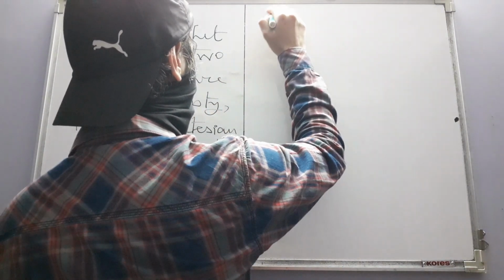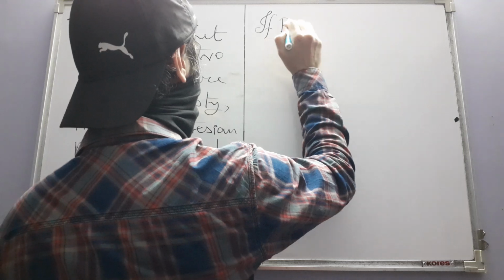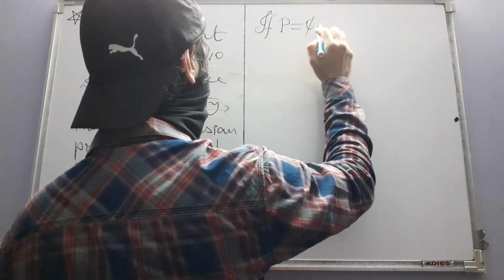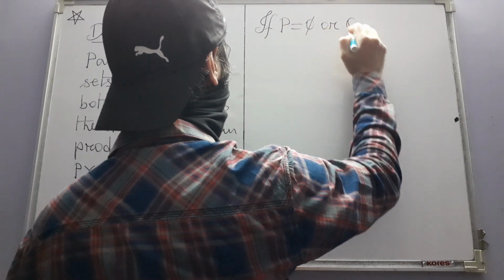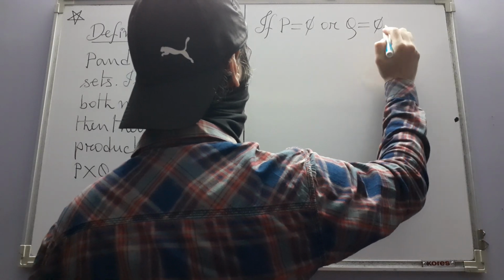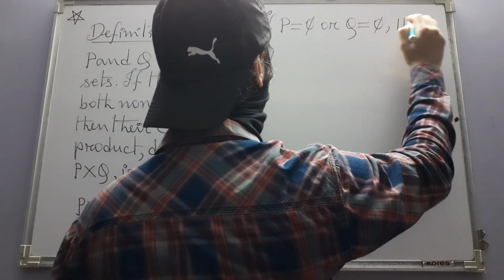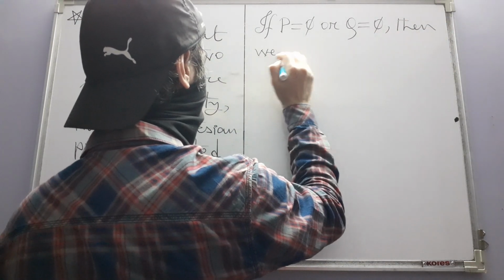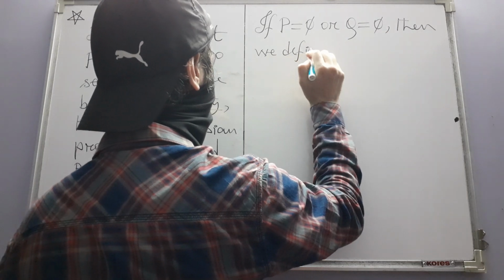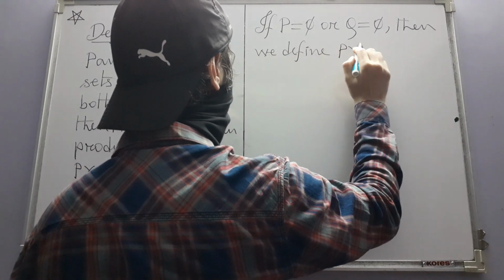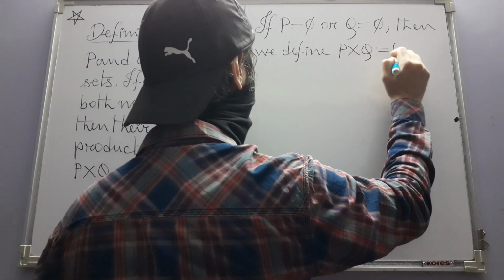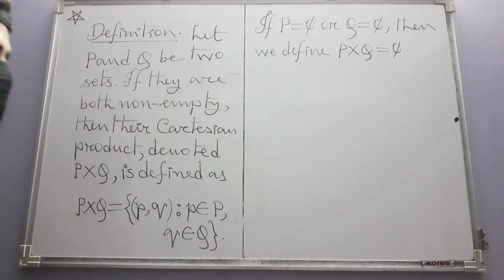If P is empty or Q is empty, then we define P times Q itself to also be empty.